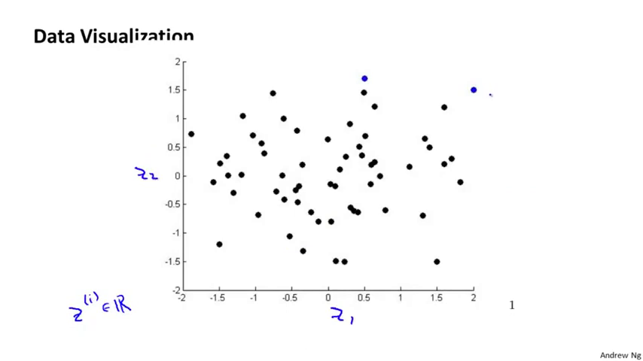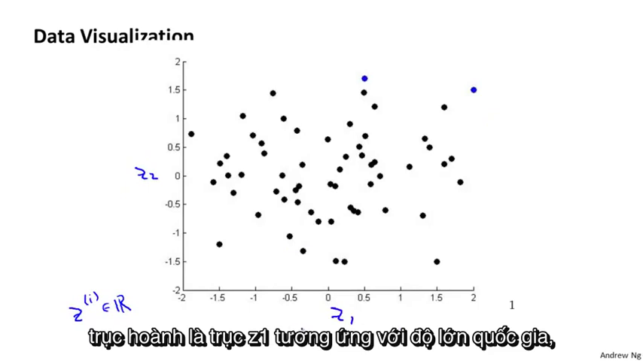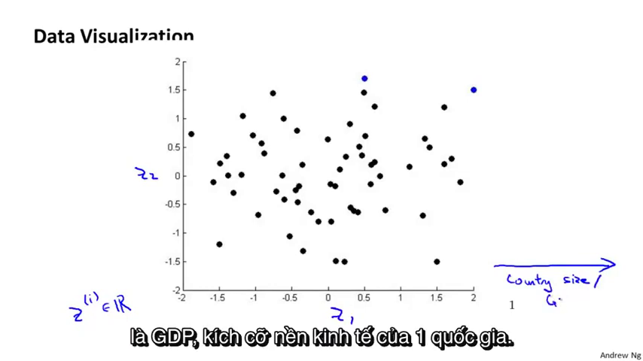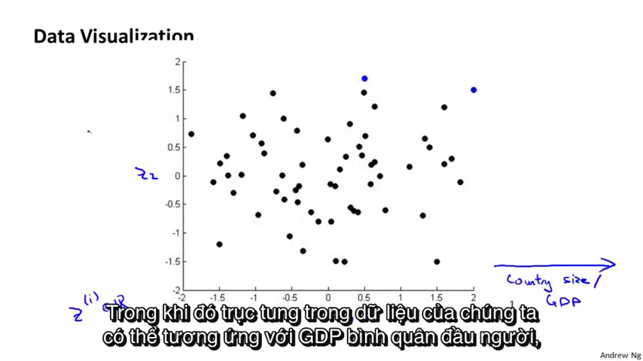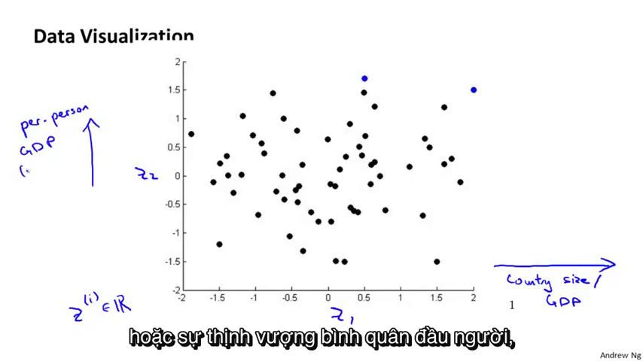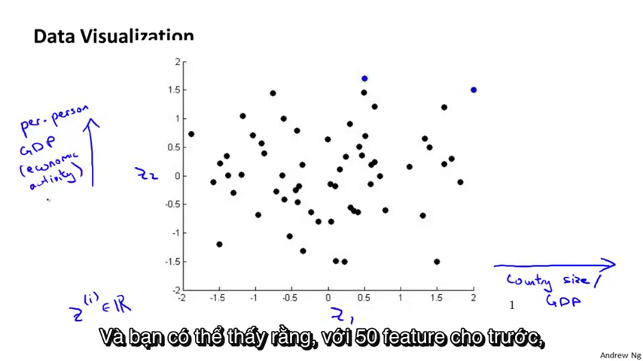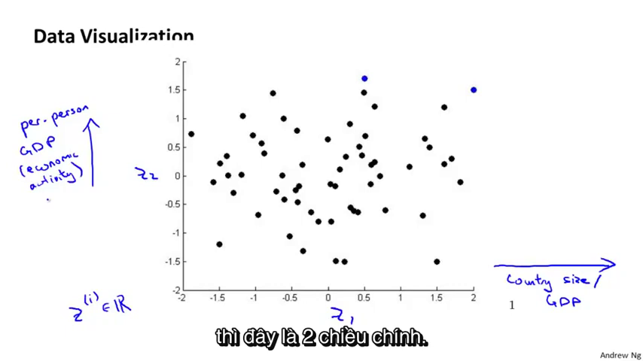And highlight a couple of these. So we might find, for example, that the horizontal axis, the z1 axis, corresponds roughly to the overall country size, or the overall economic activity of a country. So the overall GDP, overall economic size of a country. Whereas the vertical axis in our data might correspond to the per person GDP, or the per person well-being, or the per person economic activity. And you might find that given these 50 features, these are really the two main dimensions of variation.